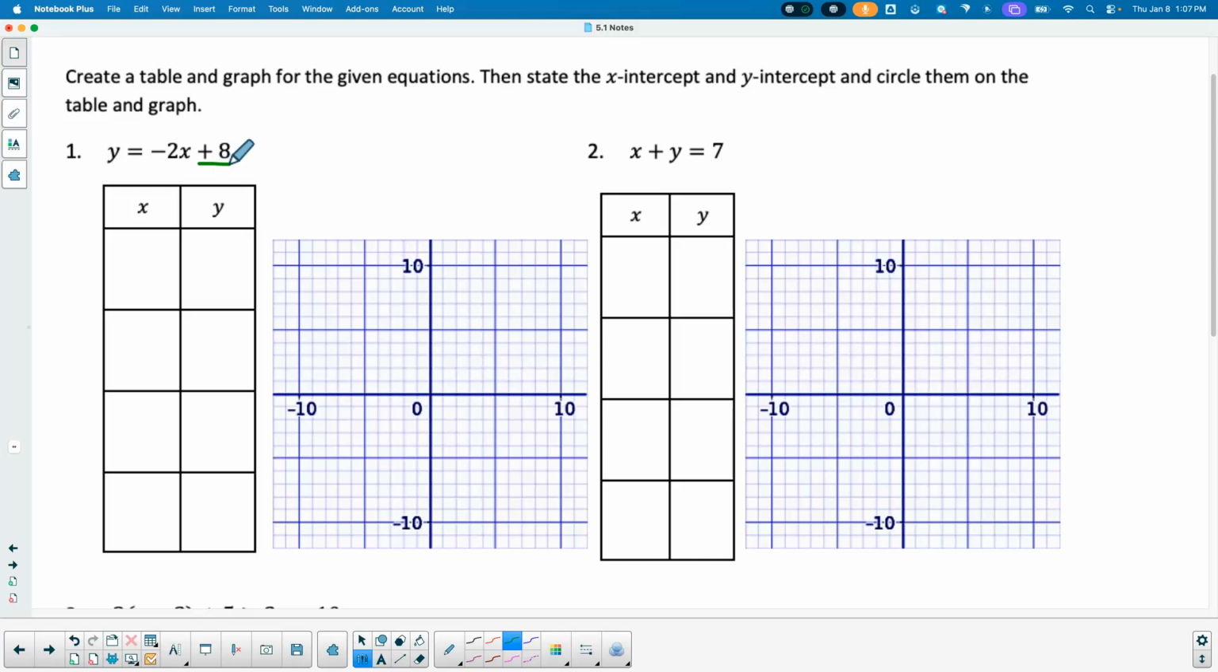Y-intercept of positive 8. So that's up 8 on the y-axis from the origin. A slope of negative 2, so that would be down 2 and right 1. Down 2 and right 1. Or up 2 and left 1.